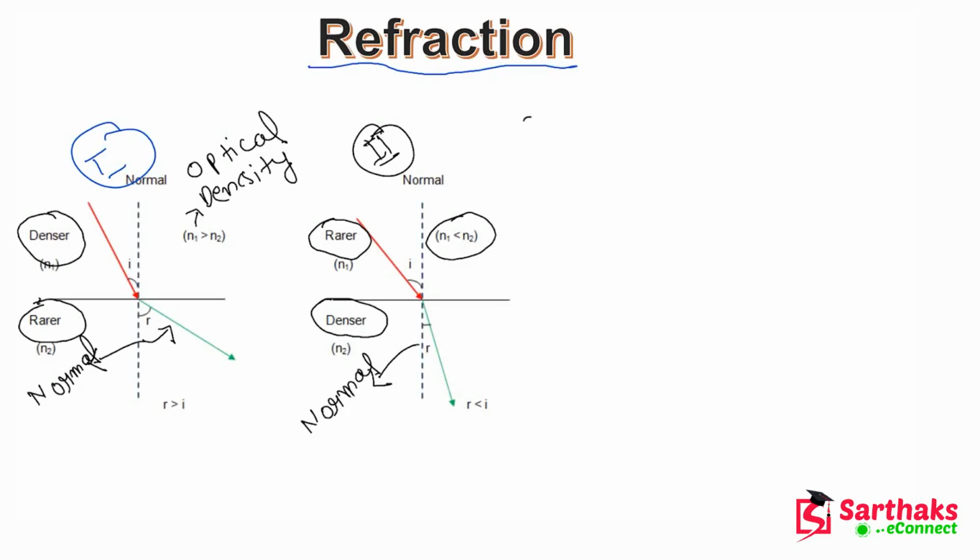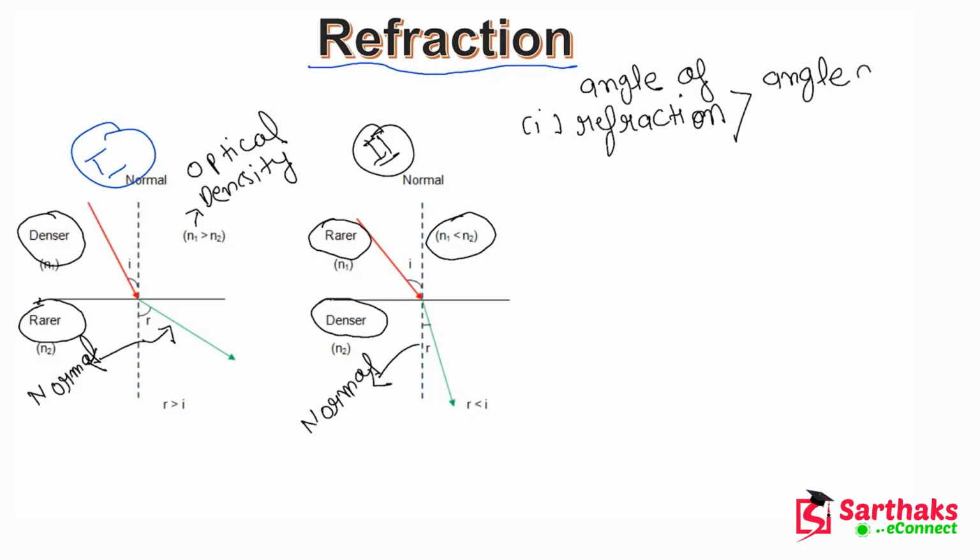And there is another thing which you have to remember, that the angle of refraction in the first case, or you can write it here, angle of refraction is greater than angle of incidence. You can see it here. This is angle of incidence and it is smaller than this angle R.